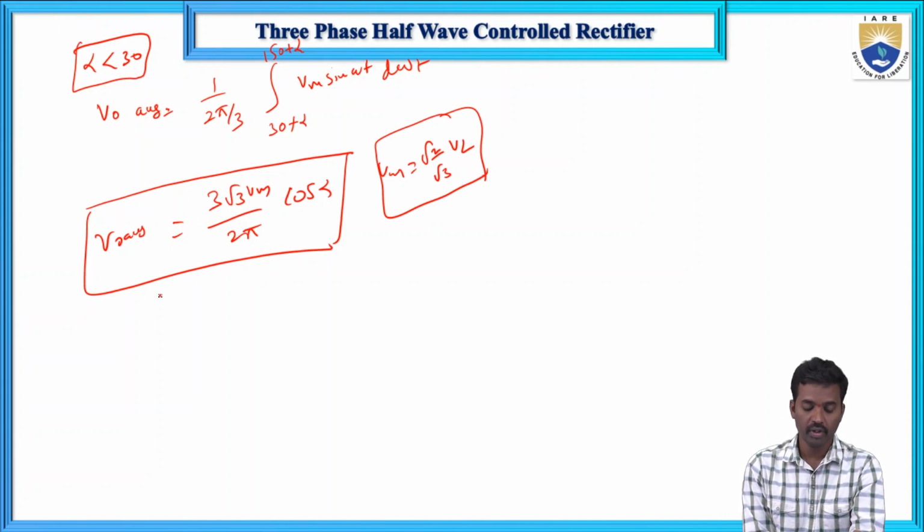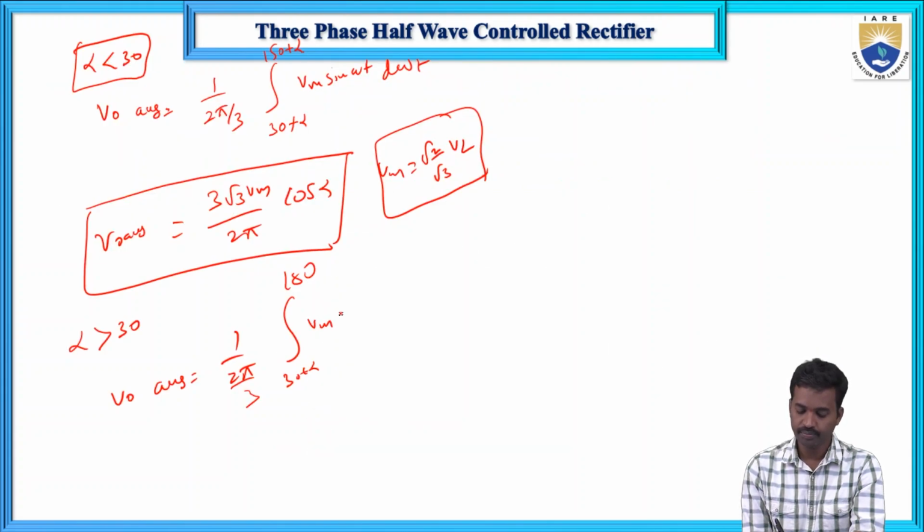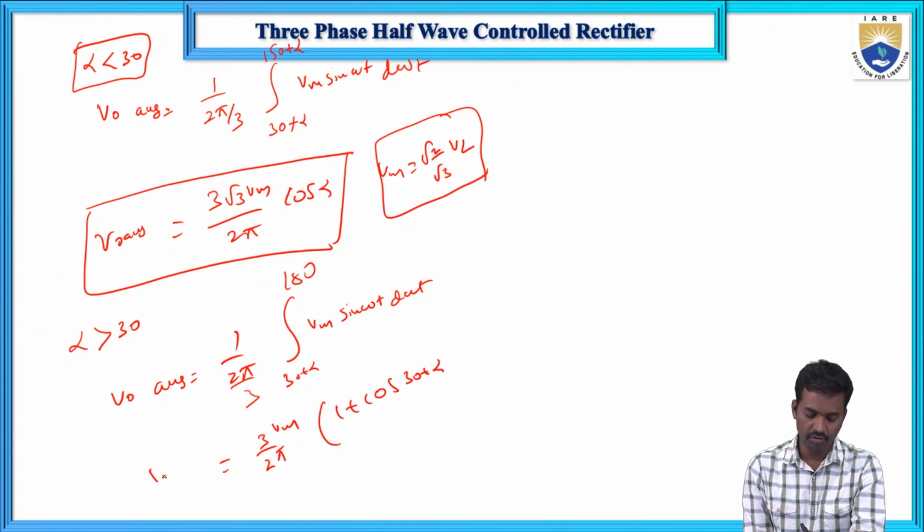And now here another one: if alpha is greater than 30, V naught average equals 1 by 2 pi, 2 pi by 3. So now here 30 plus alpha, it is conducting up to from what duration here? 180, Vm sin omega t d omega t, that equals 3 by 2 pi Vm. So that equals 1 plus cos 30 plus alpha, V naught average is equal to this. So this is the case.